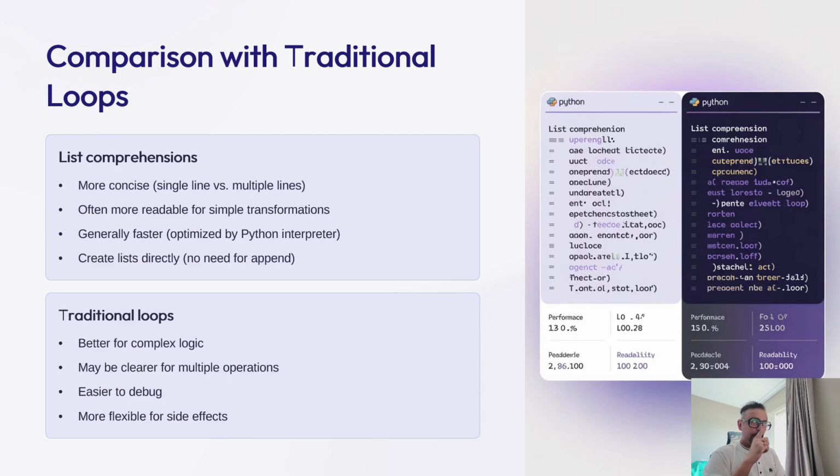A very important point I'm going to show you next: again, list comprehensions are faster because they are optimized by the Python interpreter. However, traditional loops still have their place. They are better for complex logic with multiple conditions or operations, and they can be easier to debug since you can add print statements or breakpoints within the loop. While processing data for machine learning models, we use list comprehensions for straightforward transformations and traditional loops for more complex pre-processing steps.